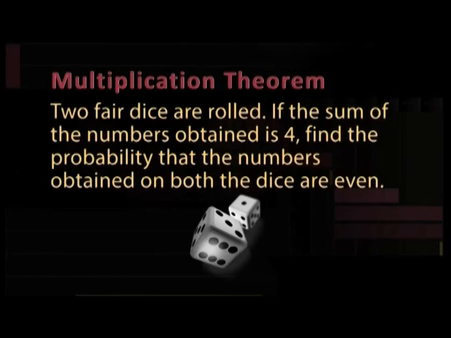Illustration 2. Here is another example of throwing two dice, where some of the numbers obtained on the two dice are noted, and we need to find the probability that the numbers obtained on both the dice are even, given that the sum is 4.